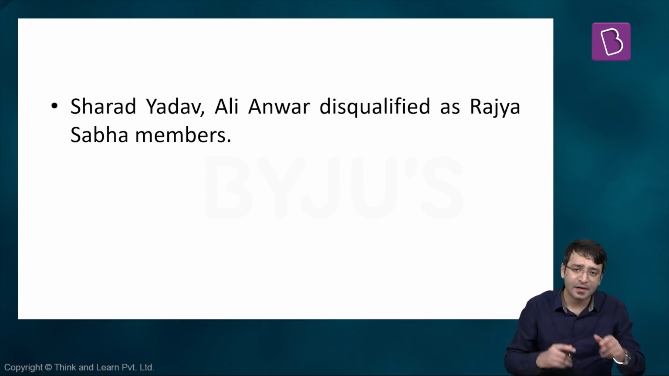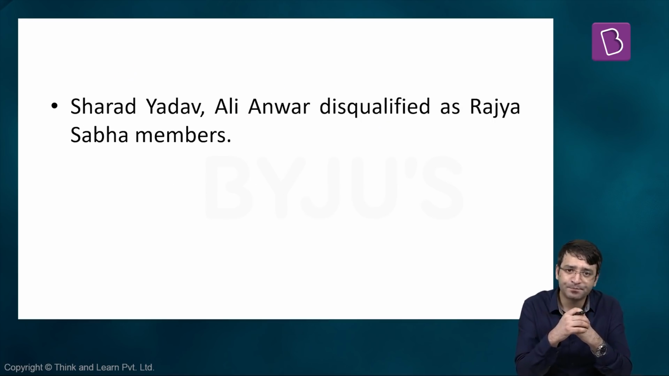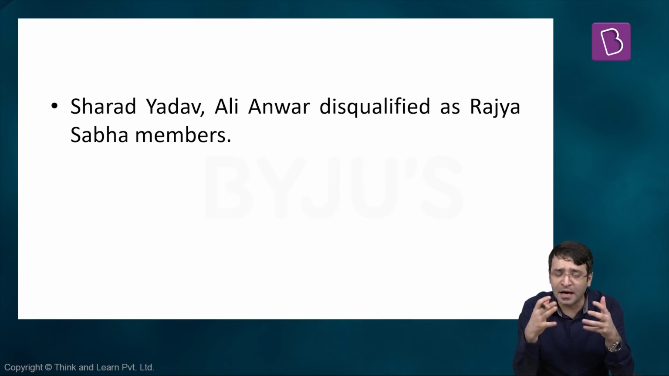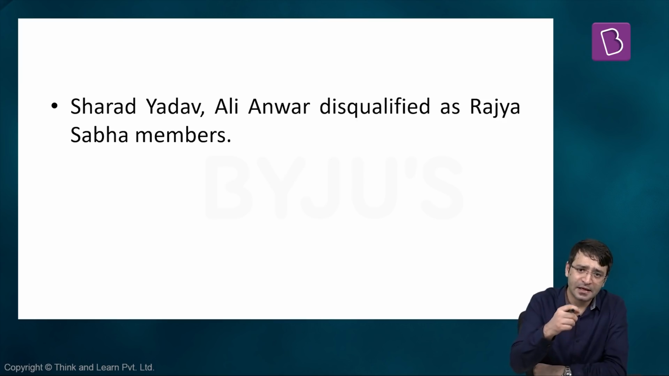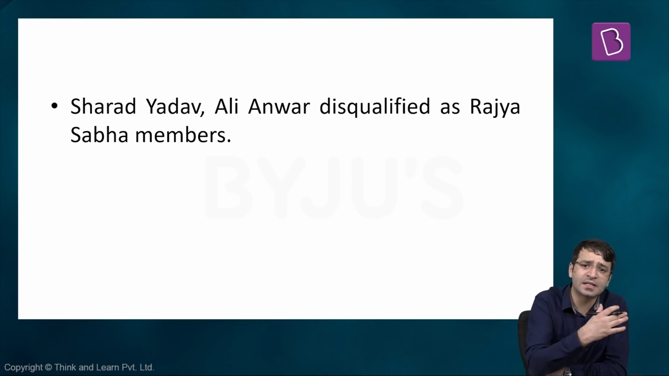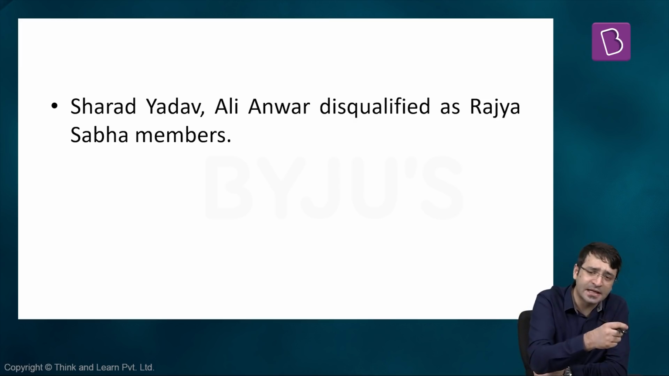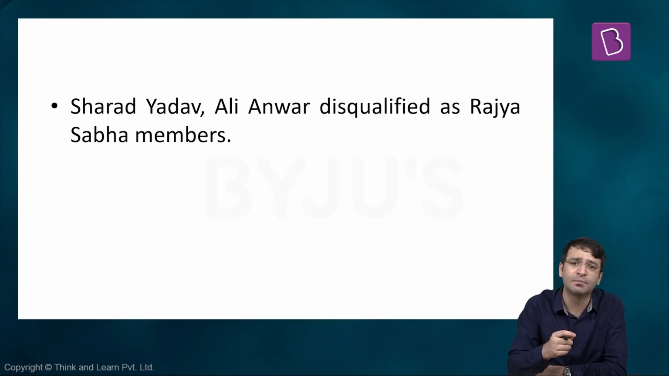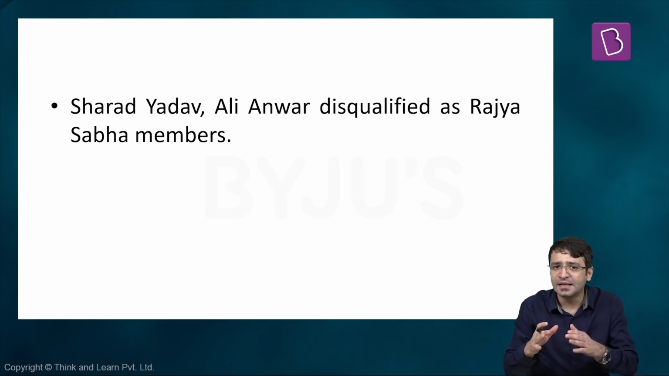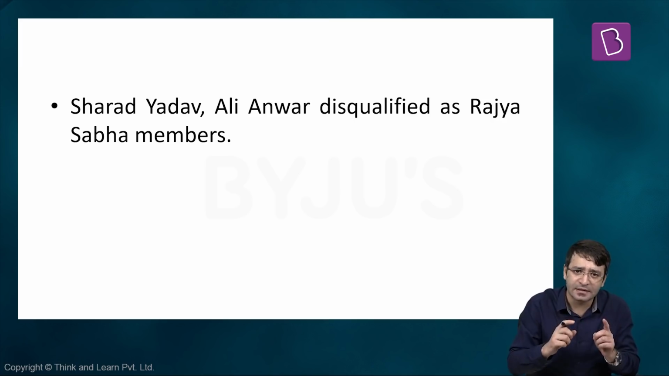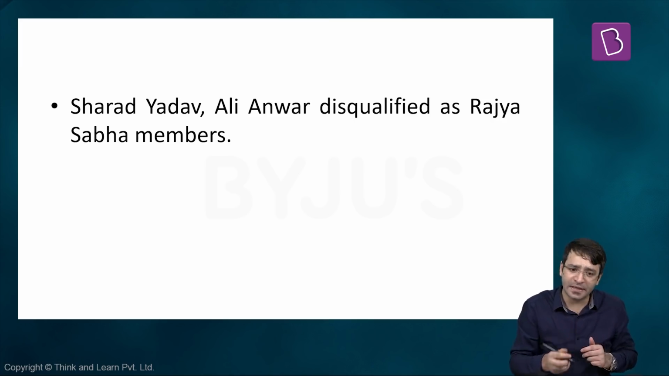Curious case again, Sharad Yadav and Ali Anwar, members of the JDU, headed by the Bihar Chief Minister Nitish Kumar. Sharad Yadav openly criticized the party for aligning with the BJP. Sharad Yadav was attending the rallies of the opposition political parties, despite the fact that JDU had asked Sharad Yadav not to do that, not to violate the directives of the political party. Ultimately, the matter went to the chairperson of Rajya Sabha.